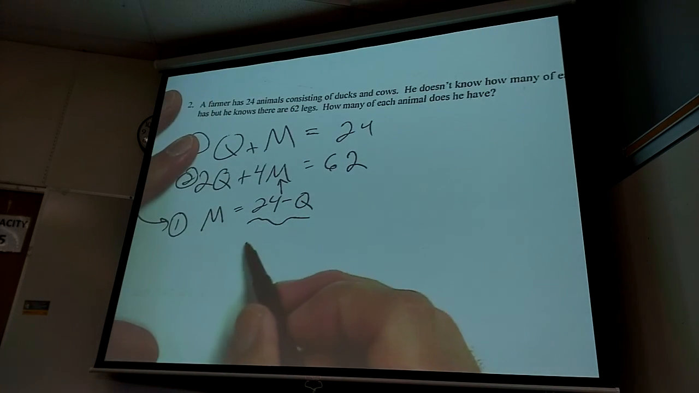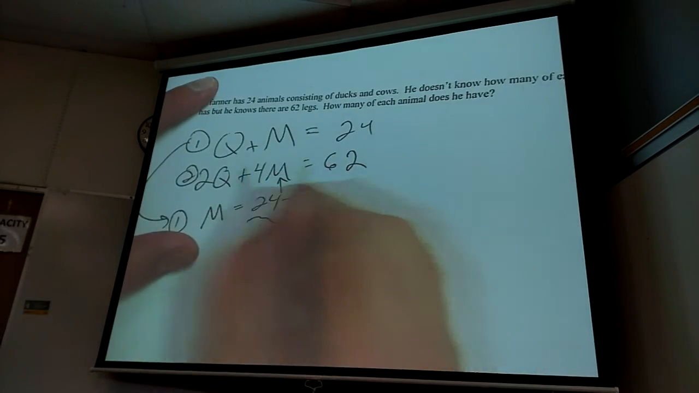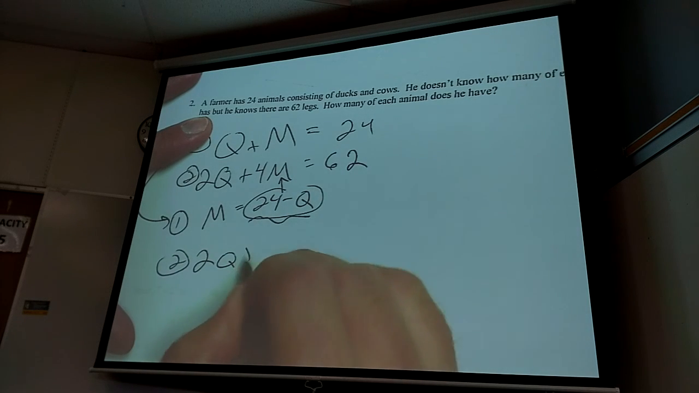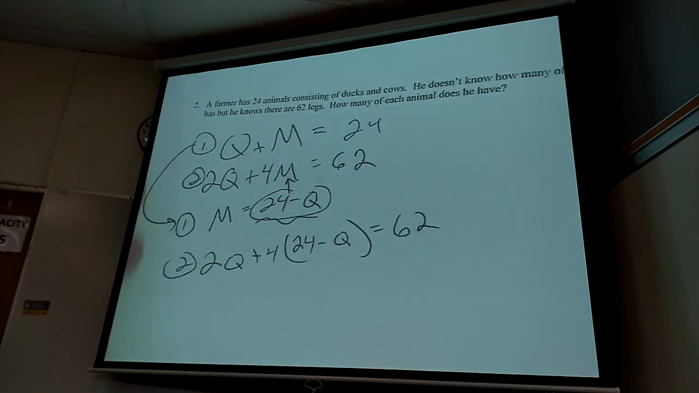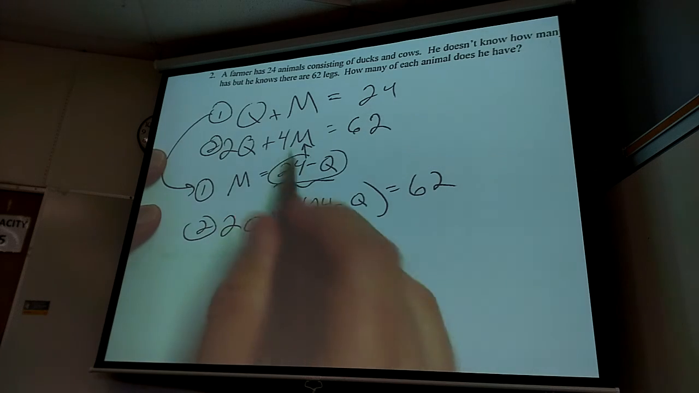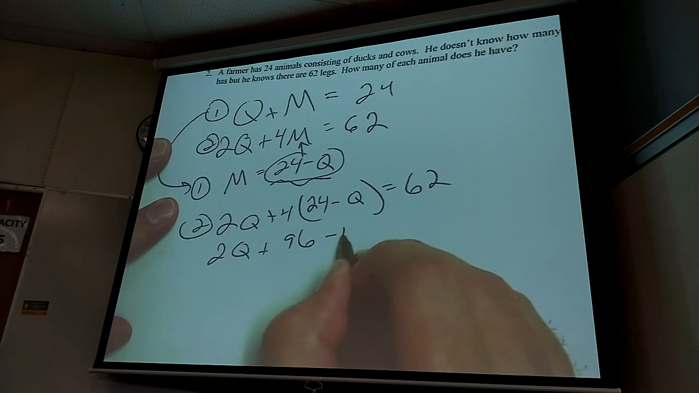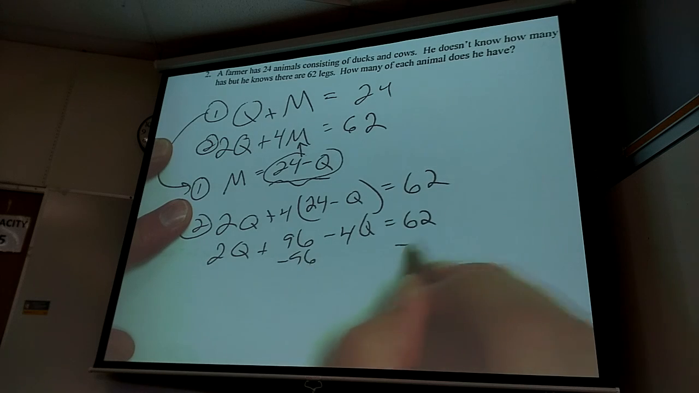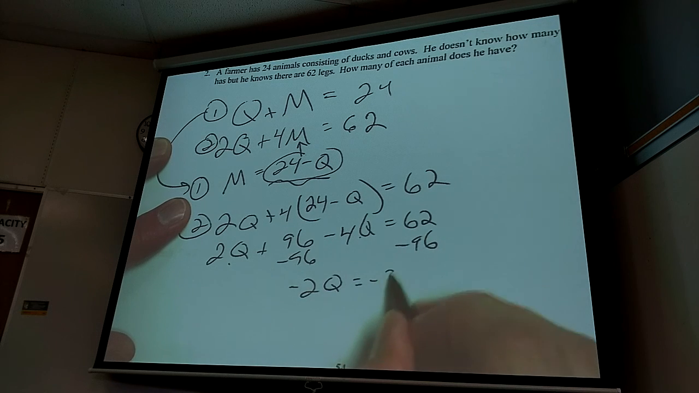I solve for M, it doesn't matter which one I solve for here. Now I can plug the 24 minus Q into M, so I get 2Q plus 4 times M, but M is this. So I just rewrote the same thing, I just replaced M with what it is. And then I can distribute, get my like terms together, subtract 96. 2Q minus 4Q is negative 2Q. And over here I get negative 34.